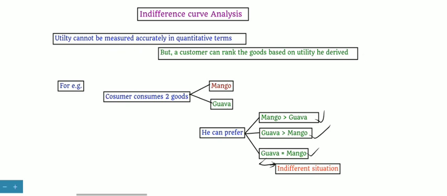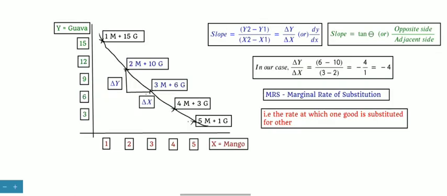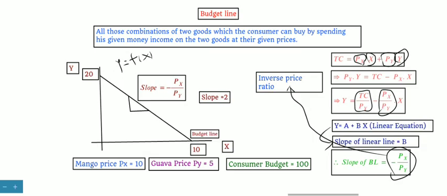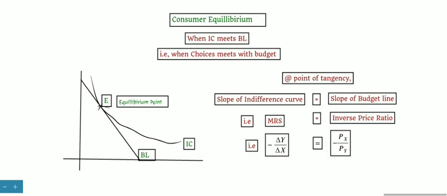Dear students, today we have seen indifference curve analysis, what it means, and the indifference curve and its slope, that is the marginal rate of substitution. Later we saw the indifference map and the properties of the indifference curve, followed by the budget line and its slope, and finally the consumer equilibrium. Thank you for listening.